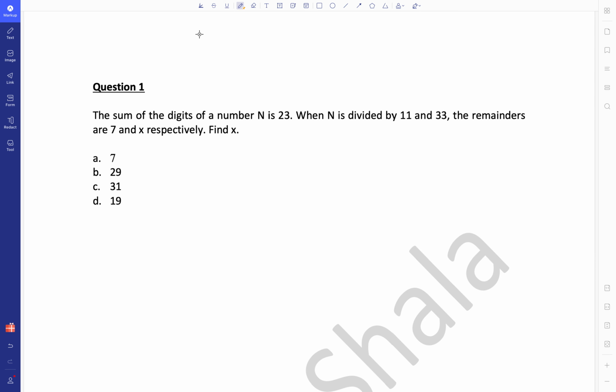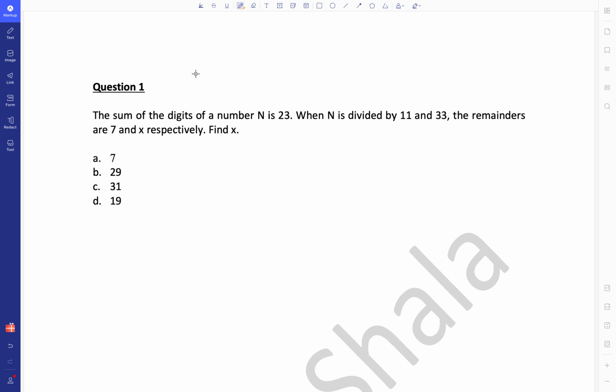So we know that the sum of the digits is 23 for n, right? So let's first of all see what the divisibility rule for 3 is. The divisibility rule for 3 is that we're supposed to add all the digits and find if this sum is divisible by 3 or not.